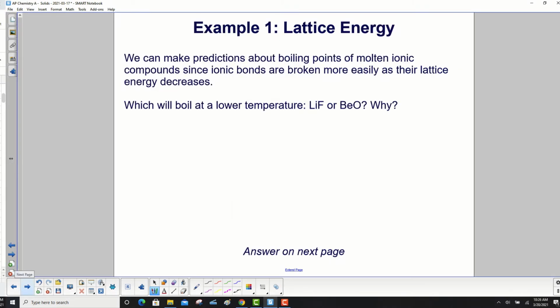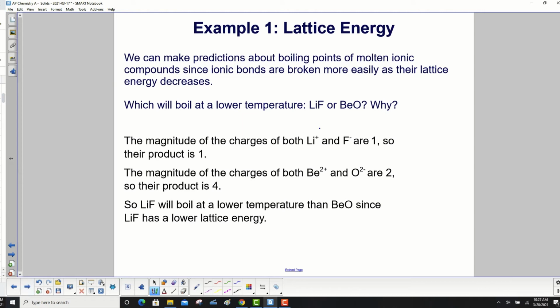We can make predictions about the boiling points of molten ionic compounds since ionic bonds are broken more easily as their lattice energy decreases. Which will boil at a lower temperature, lithium fluoride or beryllium oxide? Why? Answer will be on the next slide. The magnitude of the charges on both lithium and fluoride are 1, so their product is 1. The magnitude of the charges on both beryllium and oxygen are 2, so their product is 4. Lithium fluoride will boil at a lower temperature than beryllium oxide since lithium fluoride has a lower lattice energy.